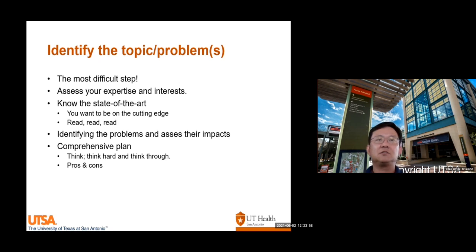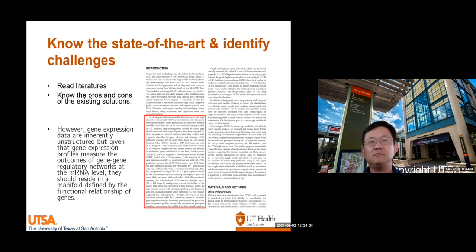All right, so this is the first problem, first step. So once you identify the problem, then you need to know the state of the art and know the challenges for addressing these problems, okay? To really know this, to know the state of the art and the challenges. So once again, you have to read literature to know the pros and cons of existing solutions, okay?